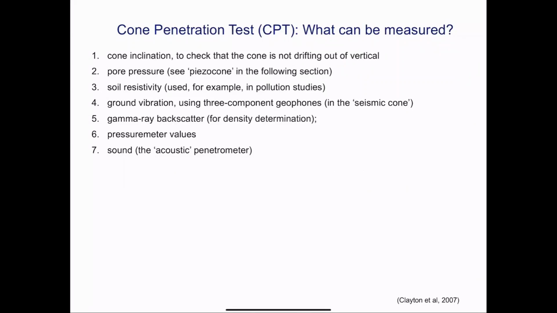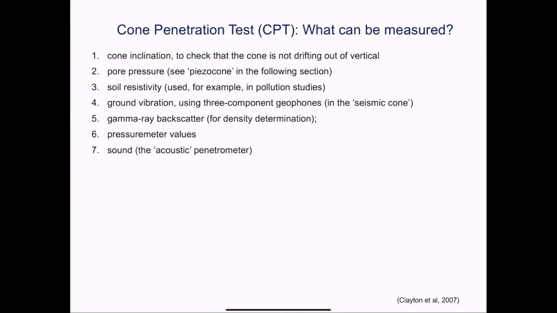Now for CPT testing, what can we measure? Well, we can measure verticality. There are inclinometers inside these cones. We can get pore pressure with piezo cones, as I talked about. Soil resistivity can give you indications of permeability or environmental parameters. You can also use it for PVD, ground vibration. Geophones, same thing as when we carry out very dynamic things on site. We usually measure the PVD, the particle velocity, using geophones.